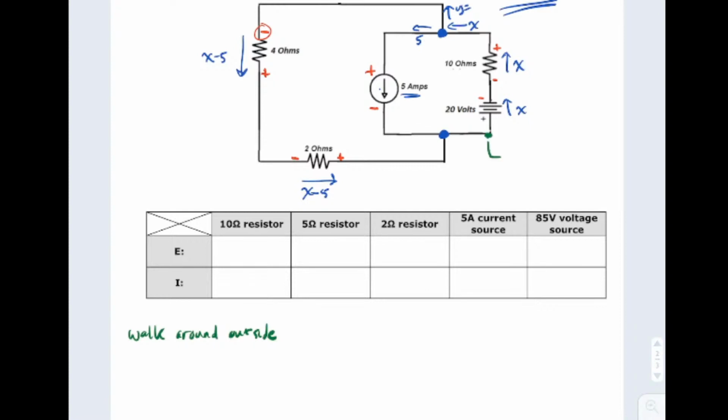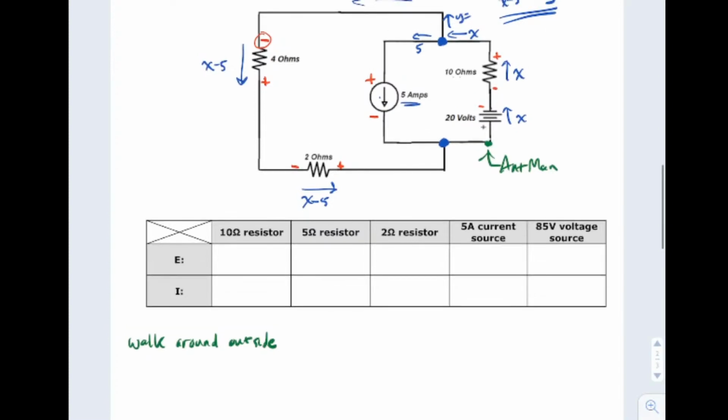Maybe I'll have Ant-Man start here this time. And we might as well have him follow the current around. Again, it doesn't really matter as long as he walks around in a circle and gets back to where he started. That's what matters. So he's here. He's walking. He sees a plus on the way in to a 20-volt battery. And since it's the voltage law, we want volts. And since it's 20 volts, we put a 20 there. Ant-Man pops out the other side.